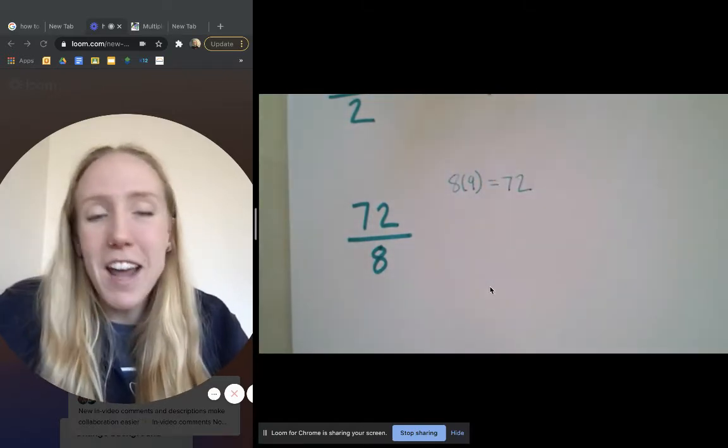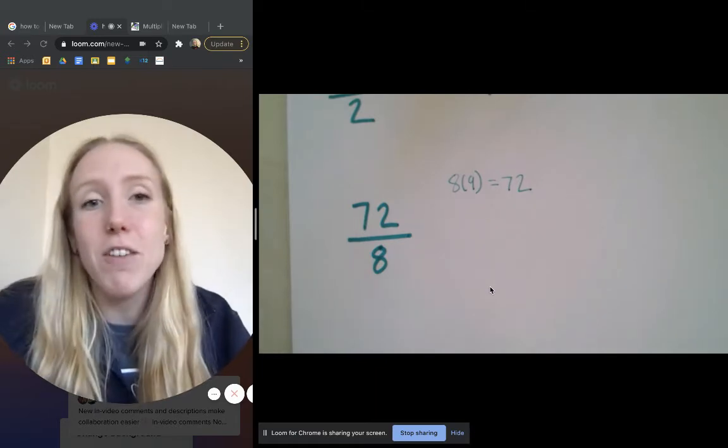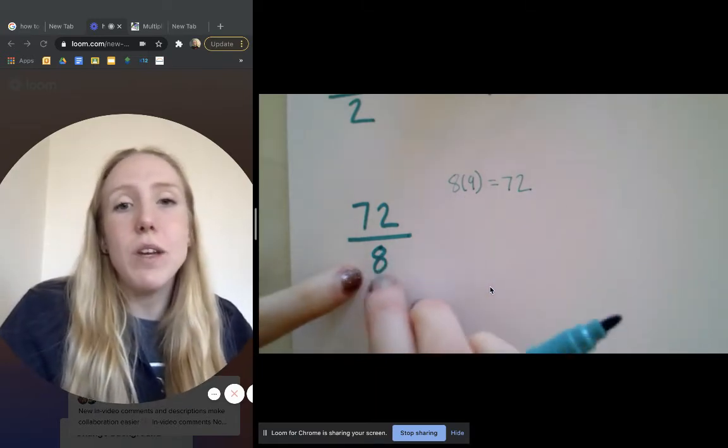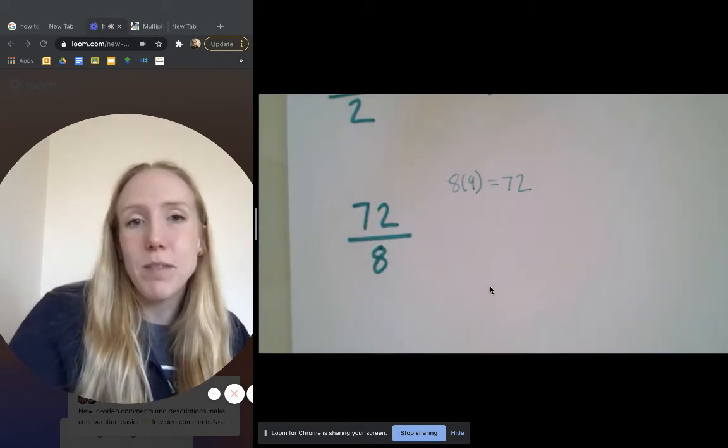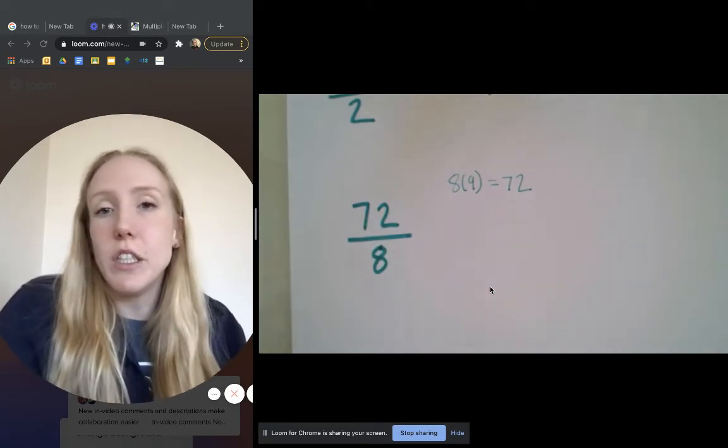But not everybody has that in their head. Not everybody knows that you need 9 8s to get 72. And it's kind of hard to count by 8s. So here's another strategy you can use.